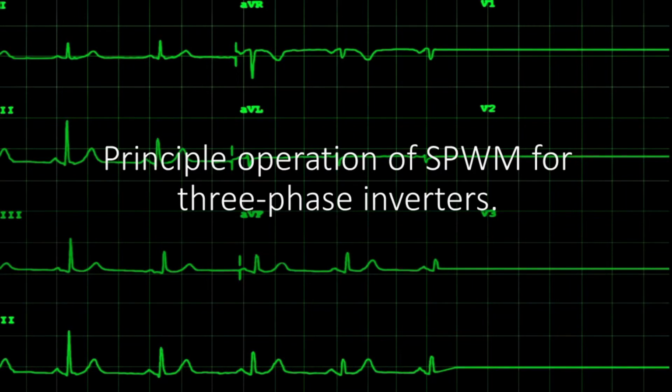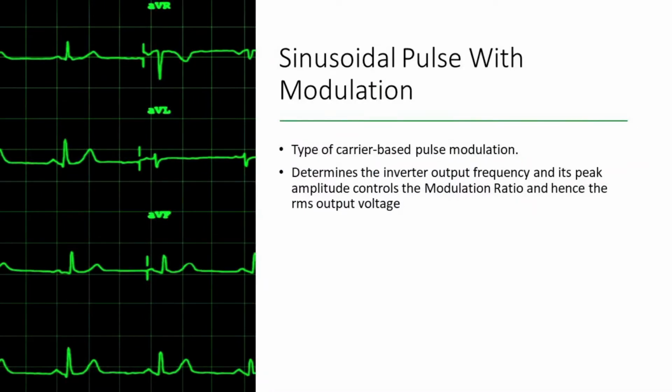B011810093. I will present about the principal operation of sinusoidal pulse width modulation for a three-phase inverter. Sinusoidal pulse width modulation is a type of carrier-based pulse modulation. It determines the inverter output frequency and its peak amplitude, and controls the modulation ratio and hence the RMS output voltage.